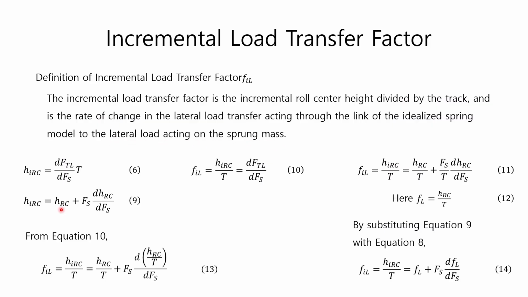Dividing both sides of equation 9 for the previously derived incremental roll center height by the track T gives equation 11 for the incremental load transfer factor. In equation 11, the reference roll center HRC divided by the track T is the load transfer factor FL, as shown in equation 12. Meanwhile, rearranging the last term of equation 11 gives equation 13. By substituting FL of equation 12 into equation 13, we can obtain equation 14. Equation 14 is the result of dividing both sides of equation 9 by the track T, so it naturally has a similar form to equation 9.